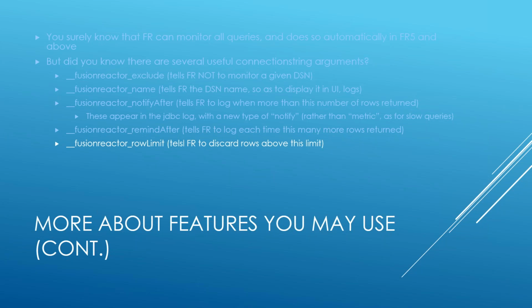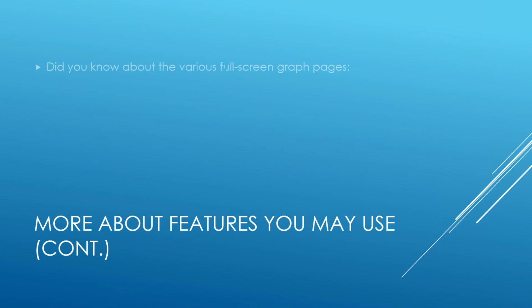That can be helpful. You can even, sorry for the typo there, but you can even tell FusionReactor to limit how many rows get brought back into your CFML or Java engine. It tells the driver to just drop off anything beyond that row limit. That's not usually something you want to do, but it's an option that's there. And there's still others. You can read about that in the documentation, and there's a link to that.